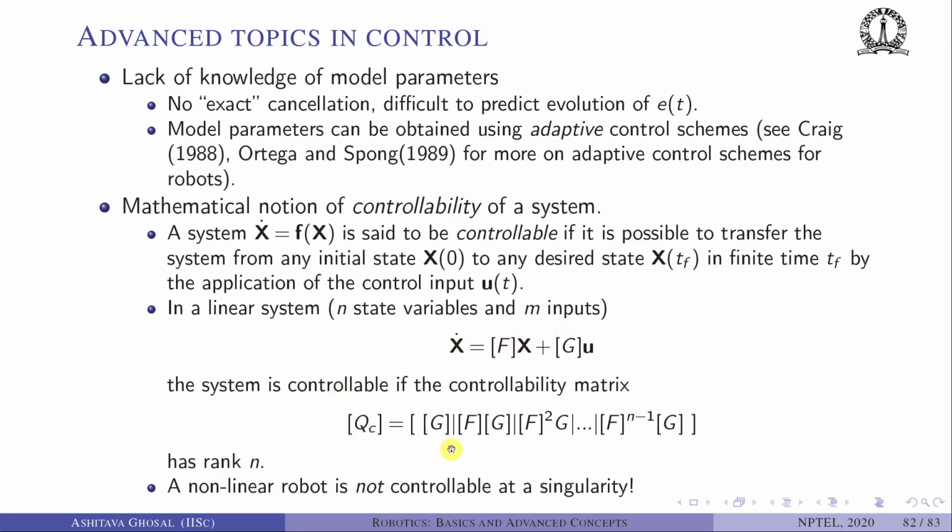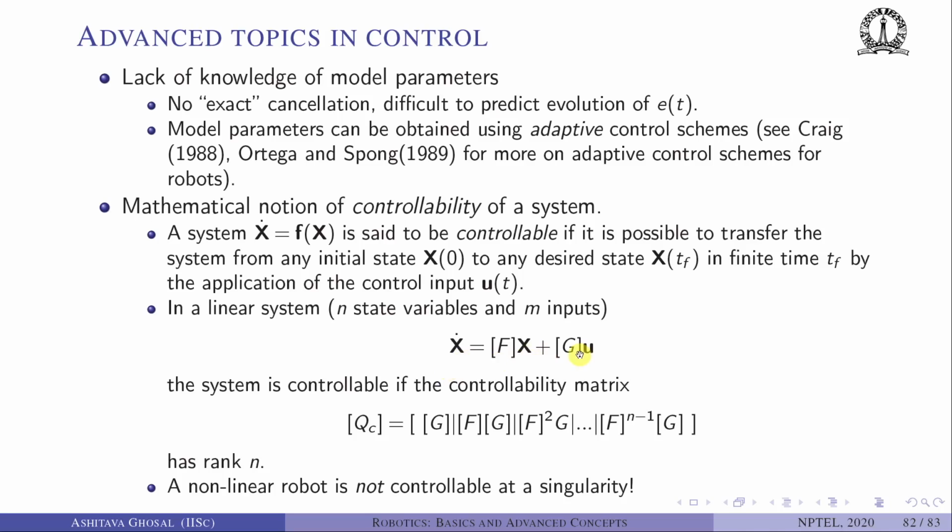The system is controllable if you form a matrix which is G concatenated with F into G, F squared G, and all the way till F to the n minus 1 times G. So if G is one dimensional, the first column is G, F into G will be the second column and so on. So there will be n columns. If this matrix has rank n, then this system x dot is equal to Fx plus Gu is controllable.